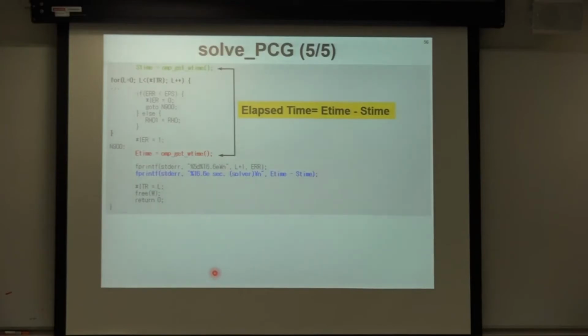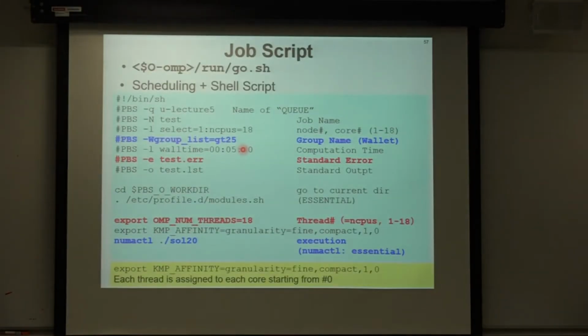So you can display the time for computation. What I would like you to do is change the number of threads, calculate the time for computation, and compare the performance. As I mentioned, you can change the number of NCPUs and also OMP number of threads. So you have to change both of the numbers here.